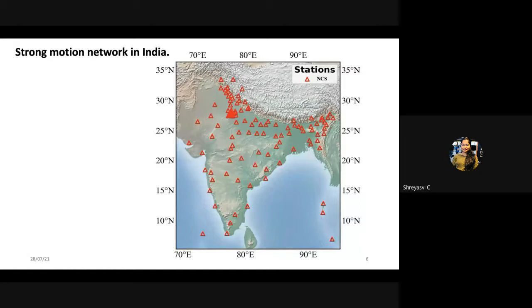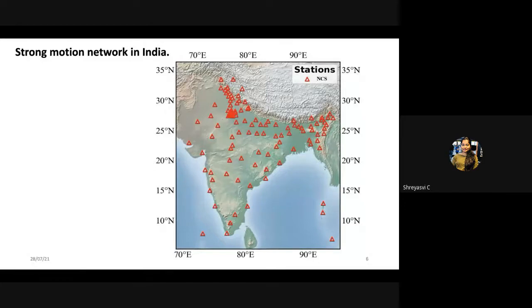The stations that I'm showing here are maintained by the National Center for Seismology under the Ministry of Earth Science. Similarly, there are other organizations such as the Institute of Seismological Research, which is located in Gandhinagar, or NGRI, located in Hyderabad. And there are also many other private investors who are monitoring the seismic activity around India. So as you can see here, these are the stations which detect and record an earthquake.